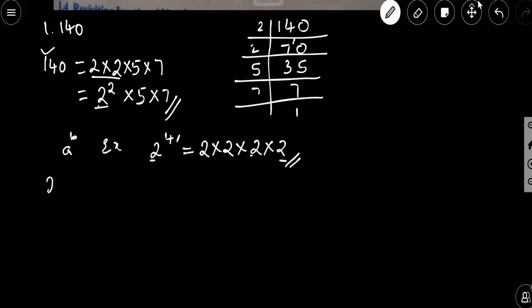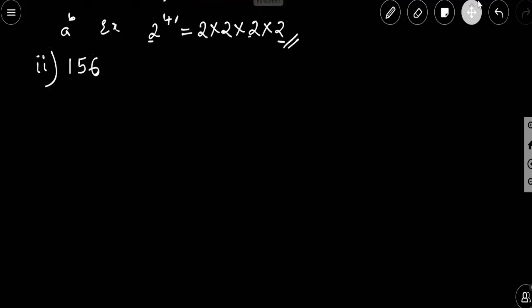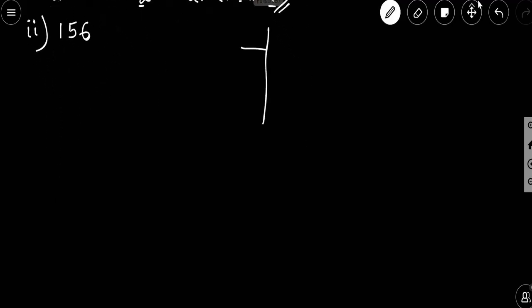Second problem, number 2, is 156. Okay. So I'll use this notation. We'll find the prime factors again here. I'll write a line here. This is factorization. I hope everyone knows factorization. What I'm doing is factorization. So I will start dividing this.